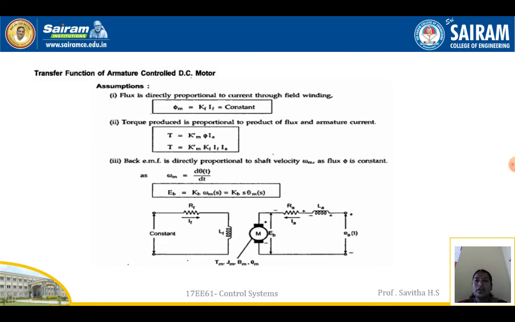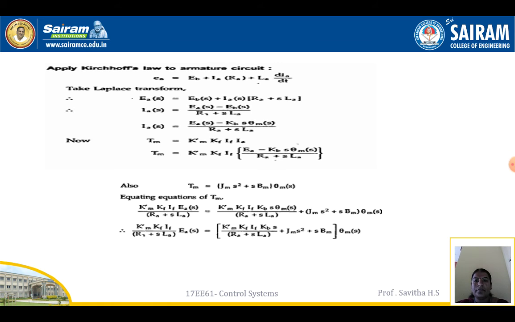The transfer function of armature controlled DC motor. Assumption: flux is directly proportional to the current through the field winding, that is phi m is equal to Kf into If. Torque produced is proportional to the product of flux and the armature current. T is equal to Km dash Kf If into Ia. Back EMF is directly proportional to the shaft velocity omega m as the flux phi is constant. Eb is equal to Kb omega m of s is equal to Kb s into theta m of s.